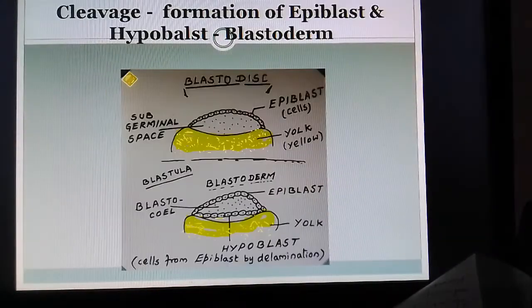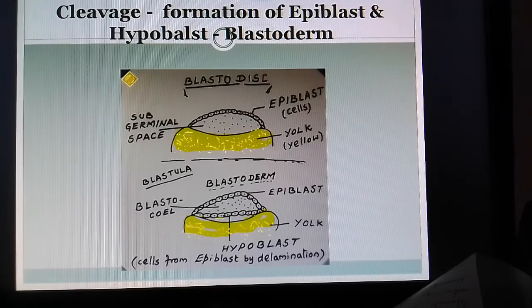And then you come for the further process of cleavage. There what happens, the nucleus divides into many cells and will be forming a layer like this, a blastoderm layer. So the first formed layer is said epiblast. And this subgerminal space is the space between this newly forming epiblast and the surface of the yolk, the actual yolk.